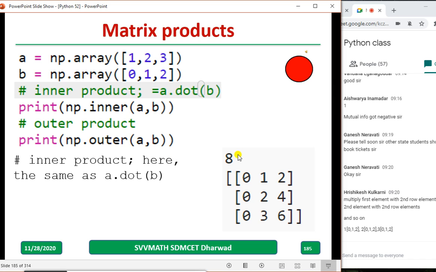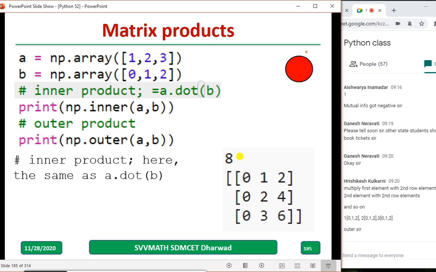Hrishikesh has typed 012. Will you get an answer like this? Is it inner or outer? Hrishikesh is typing something, 1 into 012. Outer, sir. Okay, outer is correct. What Hrishikesh Kulkarni has told, outer is correct; inner somebody can type like that.